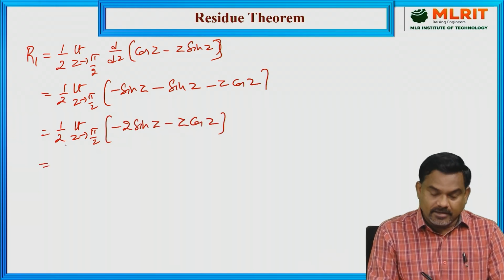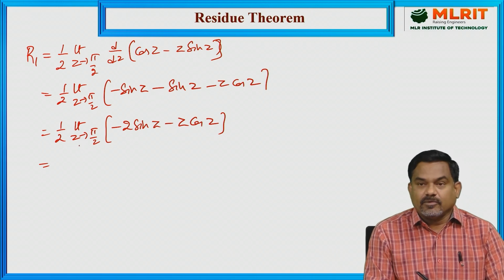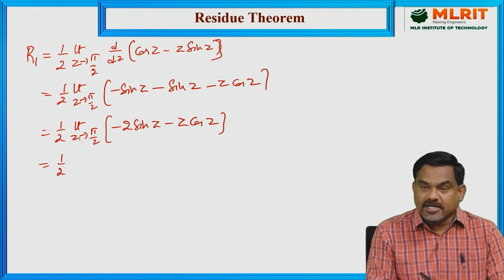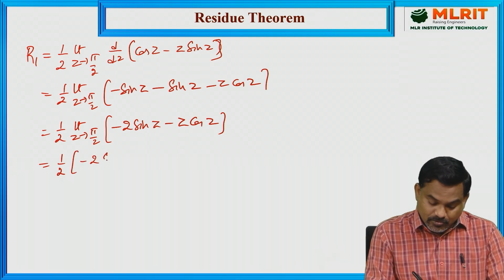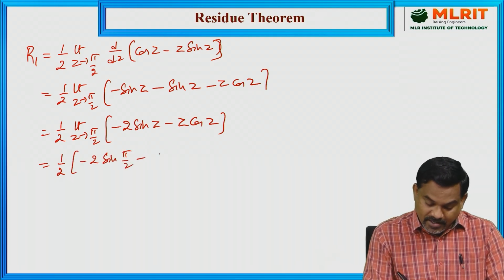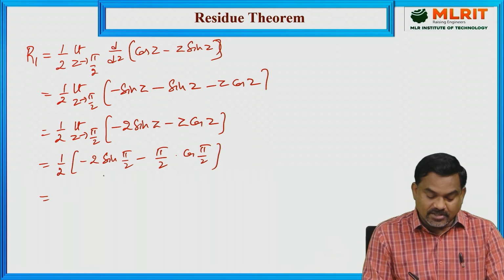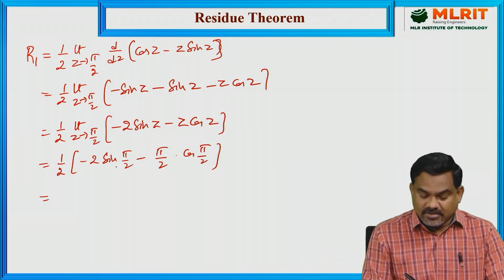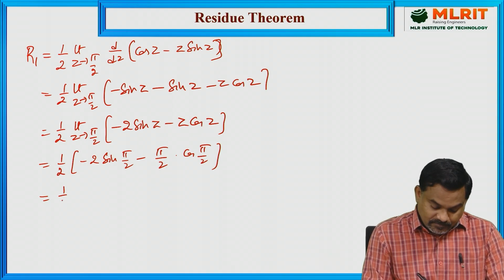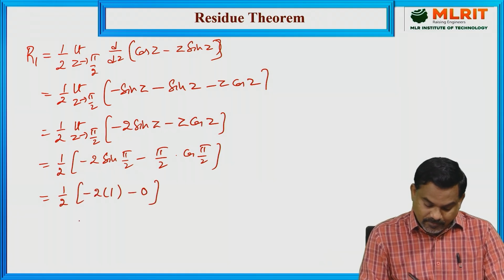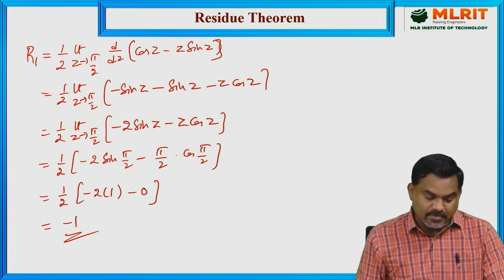Now taking the value z equal to pi by 2. So as limit z tends to pi by 2, replace z by pi by 2: minus 2 sin pi by 2 minus pi by 2 into cos pi by 2. We know that sin 90 is 1 and cos 90 is 0. So here we get half of minus 2 minus 0. So the answer is minus 1.